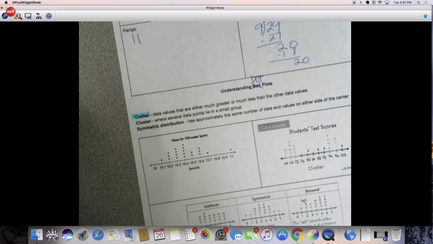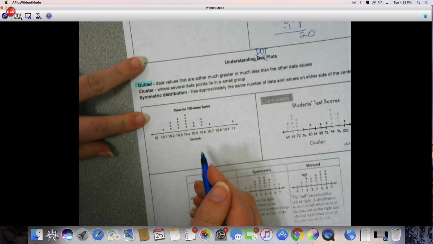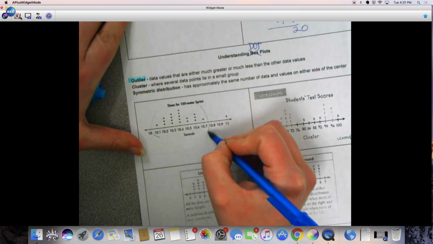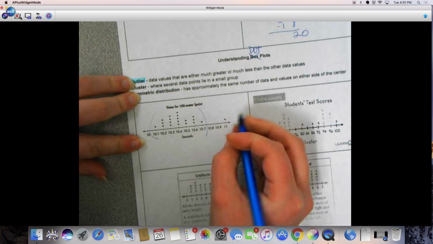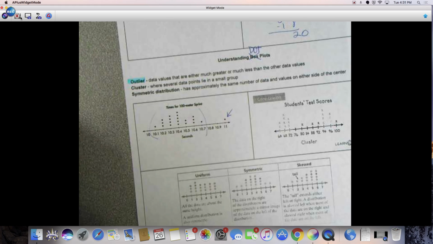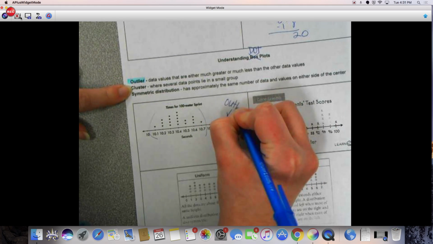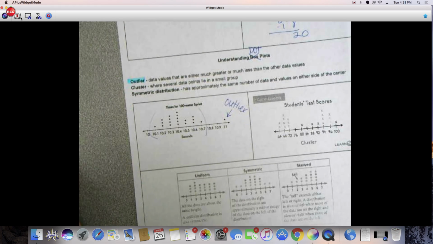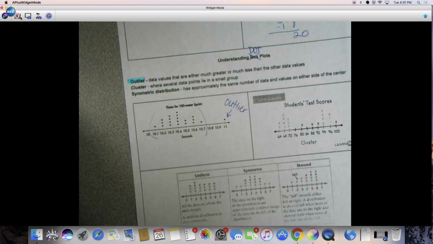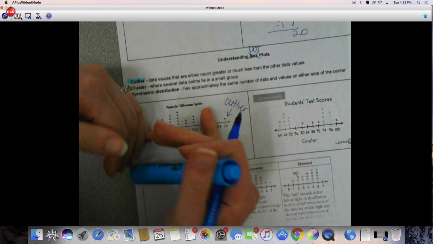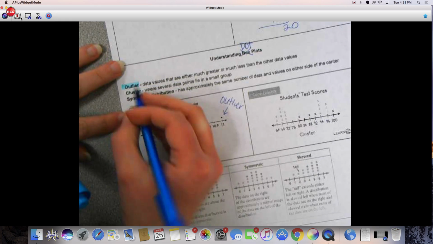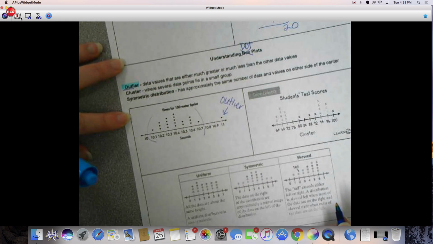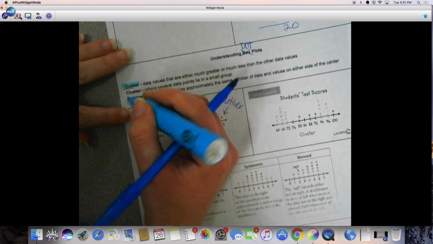So I want you to come down here and look at this very first dot plot they give you. You notice that all of the dots are kind of in the same region right here. They're all in the same area, but we have one sticking out. That's called our outlier. That's kind of the oddball. It'd be like the person who likes to sit alone. They're an outlier. They like to sit outside of the group. Okay, so this is the group. This one is out of the group. It's our outlier.